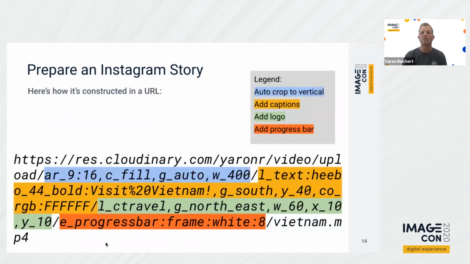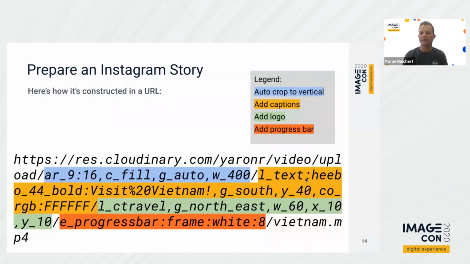So if we go over the URL of what we just did in a very short way, we can see there are like 4 different parts here. There's the actual video name, which is vietnam.mp4 in this case. And there's my account settings here, my cloud name, Yaron Al. And there are the colors. The blue part refers to the actual cropping. So what we are doing here is basically cropping to a vertical aspect ratio using auto gravity, the AI smart cropping, with a 400 pixel width.